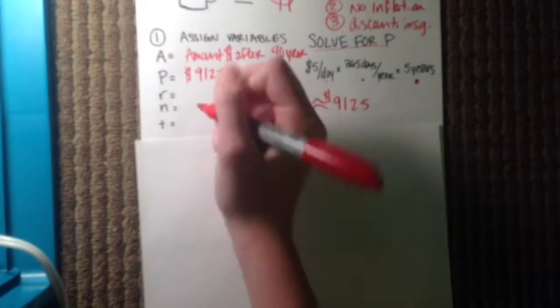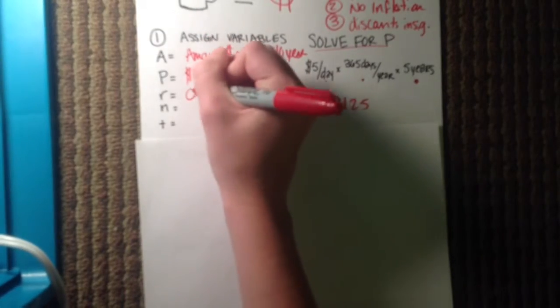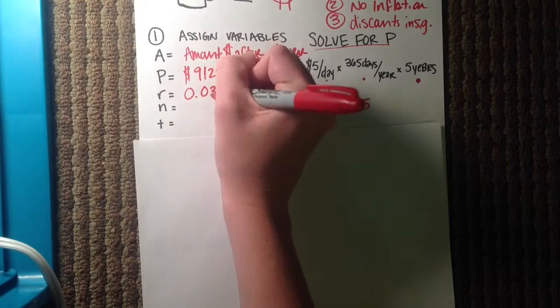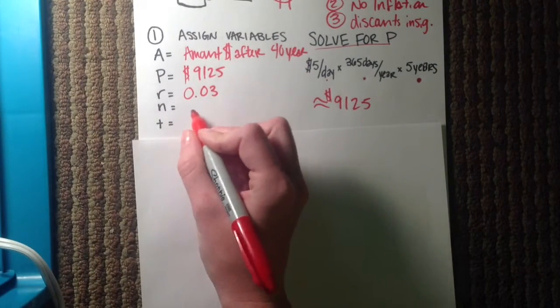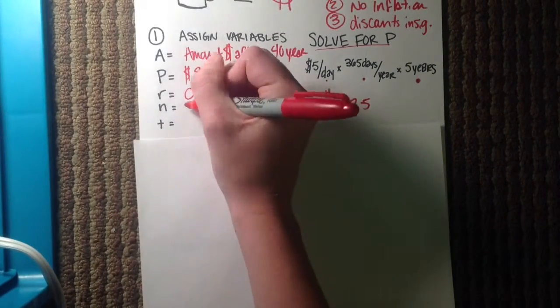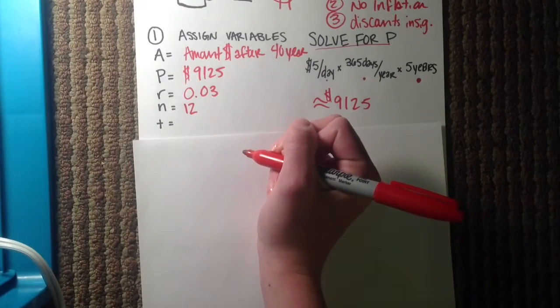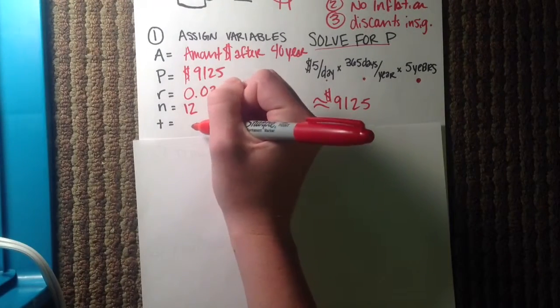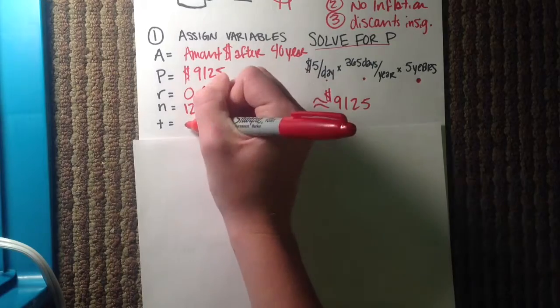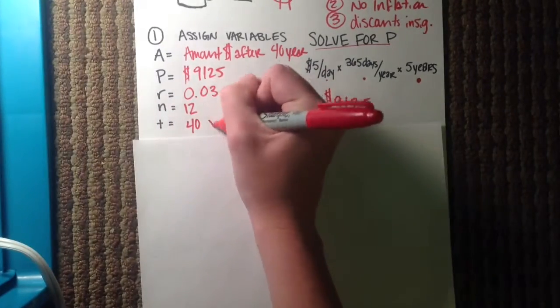R, like I mentioned before, is going to be 3%, so in decimal form that's 0.03. N, because it's a monthly compounding period, is going to be 12 for 12 months a year. And then T is going to be the amount of time that that money is in an account, so that's going to be 40 years.